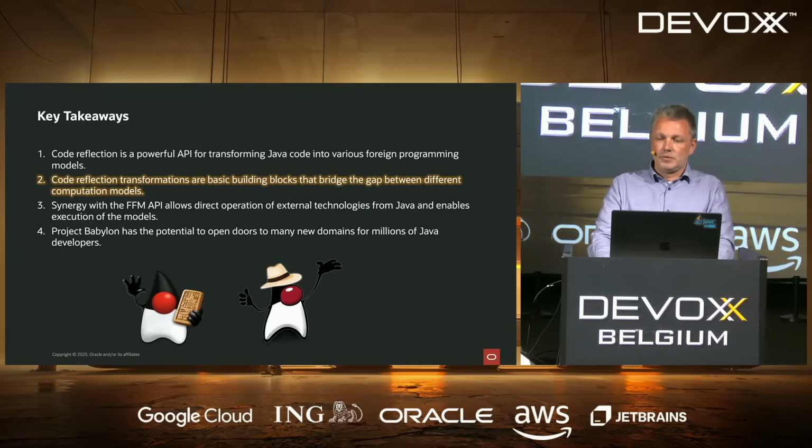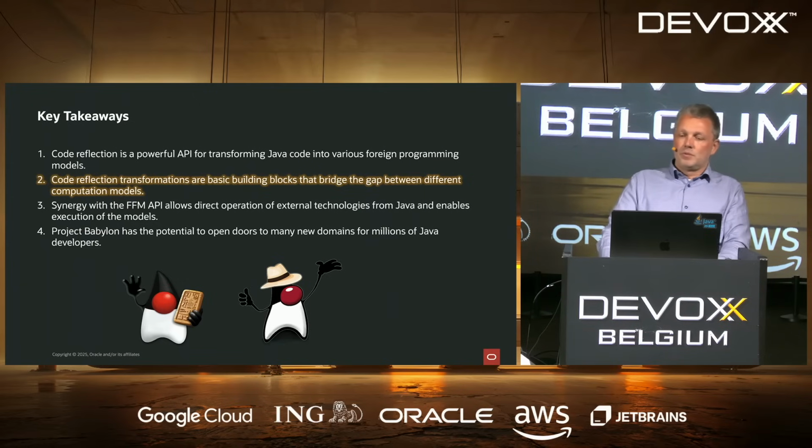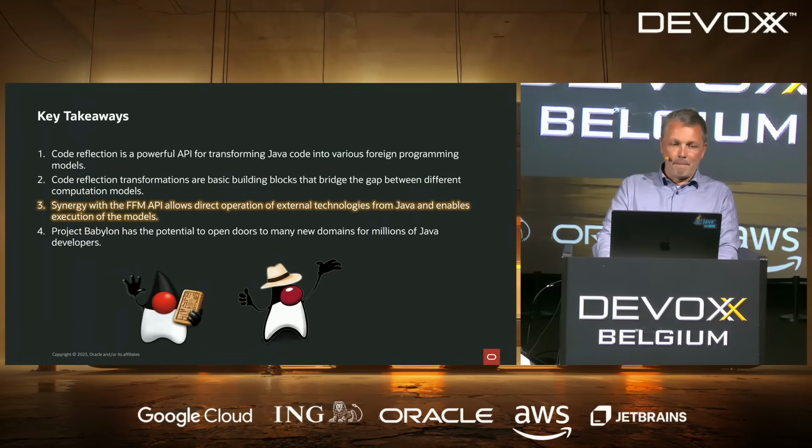So it's a very powerful tool, not necessarily to create moonshots, but to make incremental, deterministic transformations of your code into something that will compute somewhere else. And the synergy with the FFM API is really huge. If code reflection can help you model a foreign programming model, the FFM API can help you run it seamlessly with minimal effort.